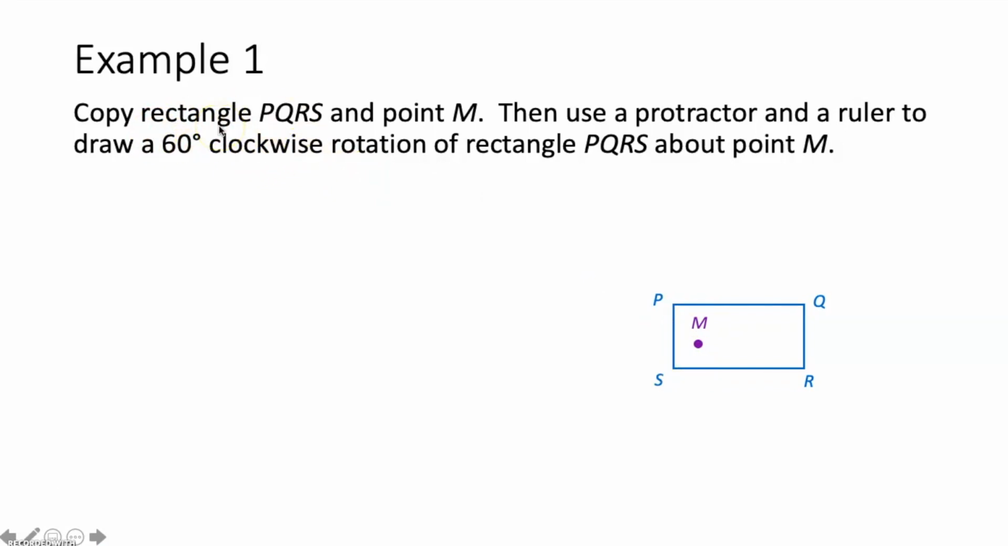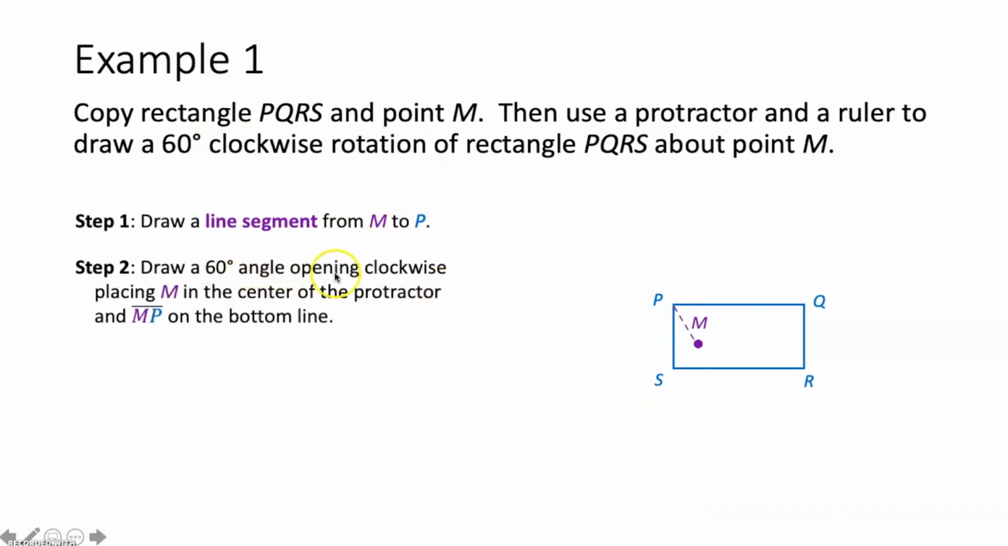So we start by rotating point P. We go ahead and draw a line segment connecting M and P. We then draw a 60-degree angle opening clockwise, placing M in the center of the protractor and segment MP on the bottom line. M is the center of rotation, so it's got to go in the center of the protractor. Segment MP has to go on the bottom of the protractor.